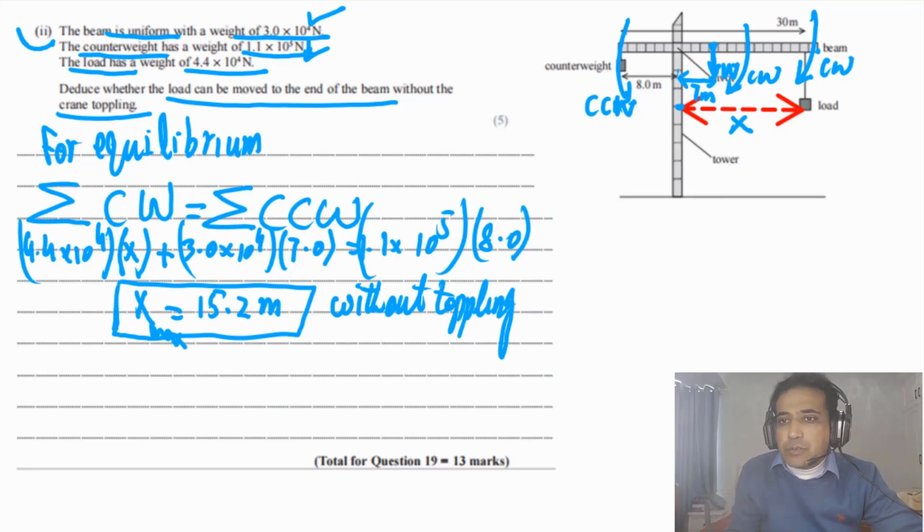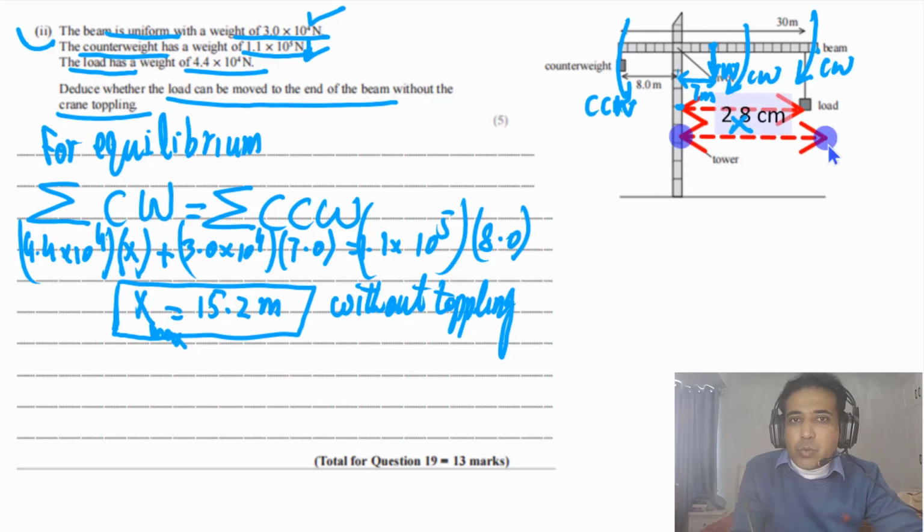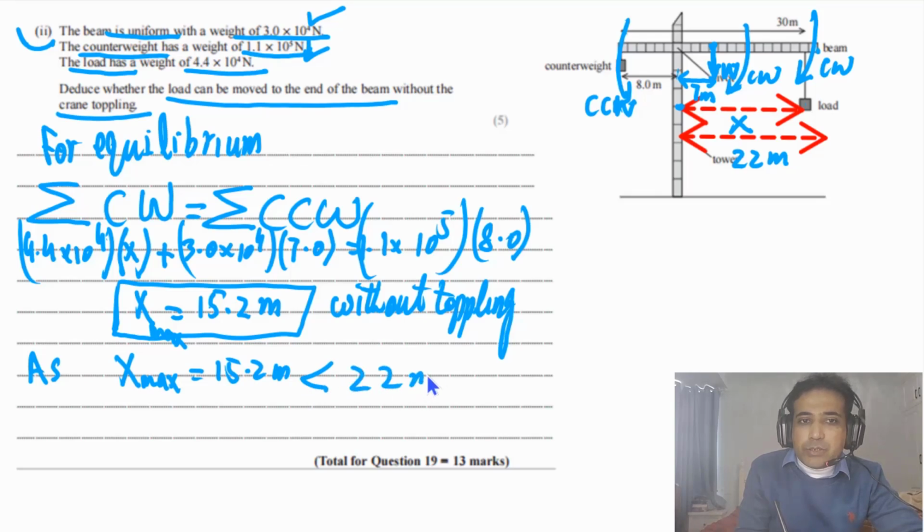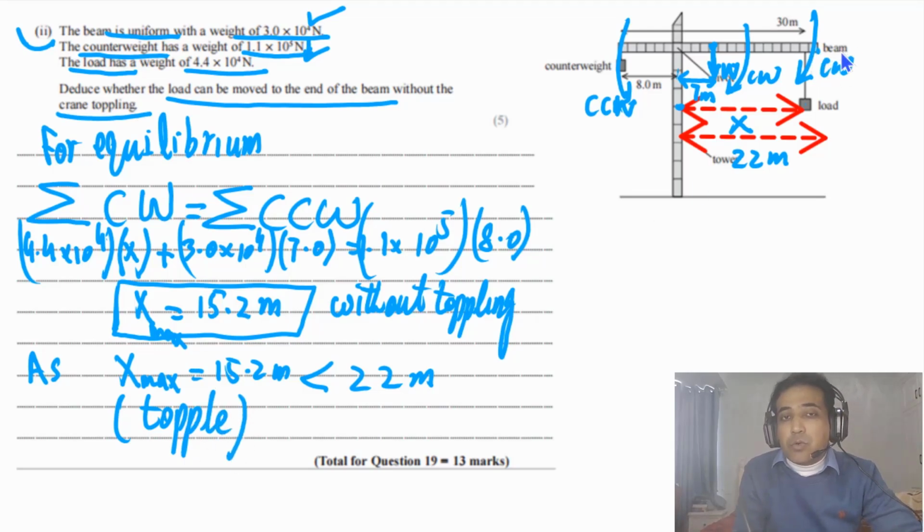Now we need to find out the maximum distance we can move this load. Maximum distance means from here, and this maximum distance will be equal to 30 minus 8, so this can be 22 meters. In this case, x max is equal to 15.2 meters, which is less than 22 meters. So it means in this case this crane will topple if we move this load to the end of the beam.